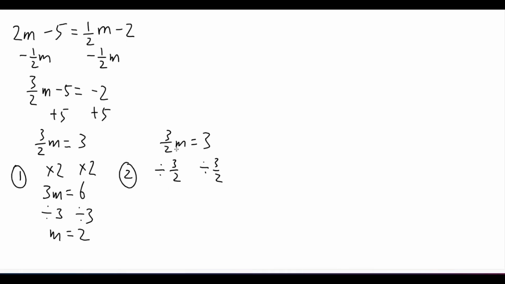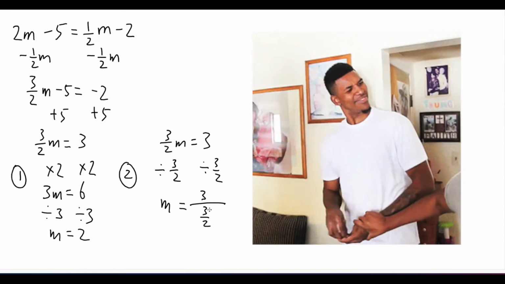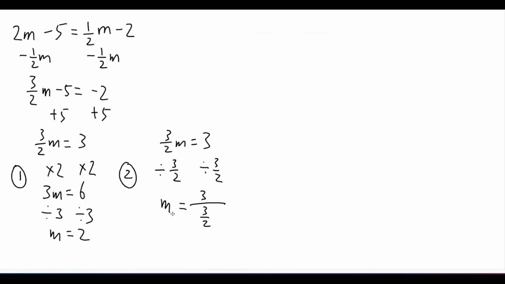So then what we should be left with is this divided by 3 on 2, which gives you m. And then the right hand side, now this gets a little bit confusing, but what you essentially have is 3 divided by 3 on 2. Okay. Now, if you're not sure how to do this, you can just simply type this into your calculator. Okay. And your answer should be 2.